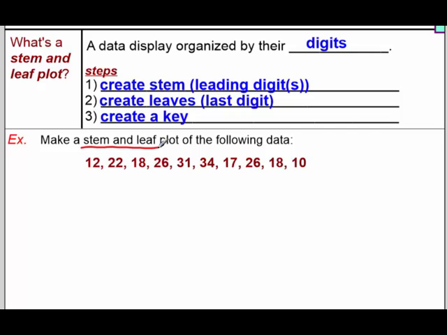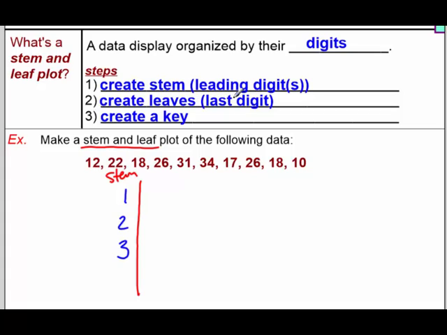How we do this is by creating a stem. The stem would just be one big bar, and on the left side we're going to have our stems. Our stems are our leading digits, in other words, our 10s and our 20s and our 30s. It looks like our numbers are all in the 10s, 20s, and 30s, so my stems are going to be 1, 2, and 3. Being that those are the 10s digit, now I'm going to do my leaves, which are my 1s digits, or our last digits.